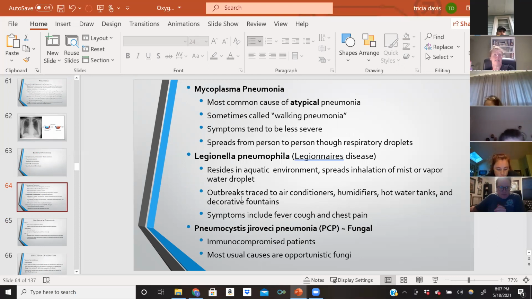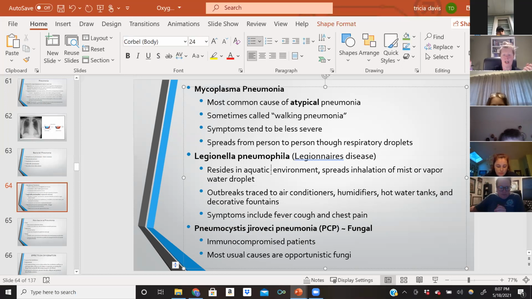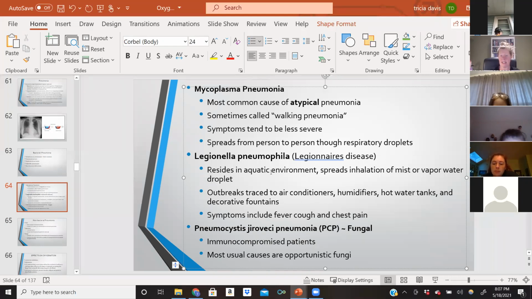So this bacteria is going to reside in basically like an aquatic environment, so waters. It's going to spread over inhalation of mist or vapor water droplets. We see outbreaks that are traced to air conditioners, humidifiers, hot water tanks, and some of your decorative fountains. And symptoms of this include fever, cough, and chest pain. And then we have PCP, which is a fungal pneumonia. You're going to see these in your immunocompromised patients. And most usual causes are from opportunistic fungi.